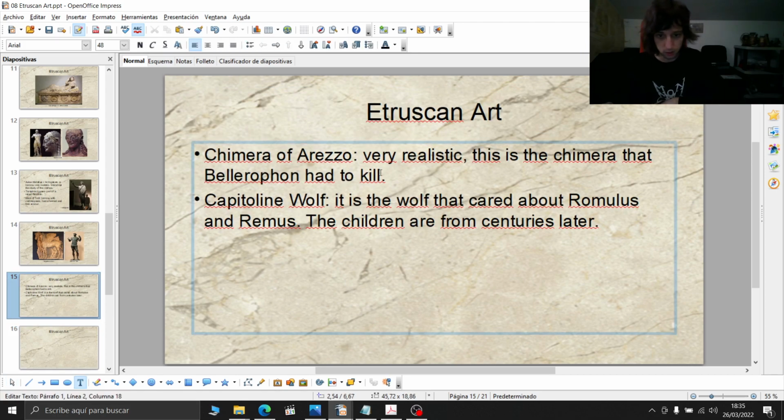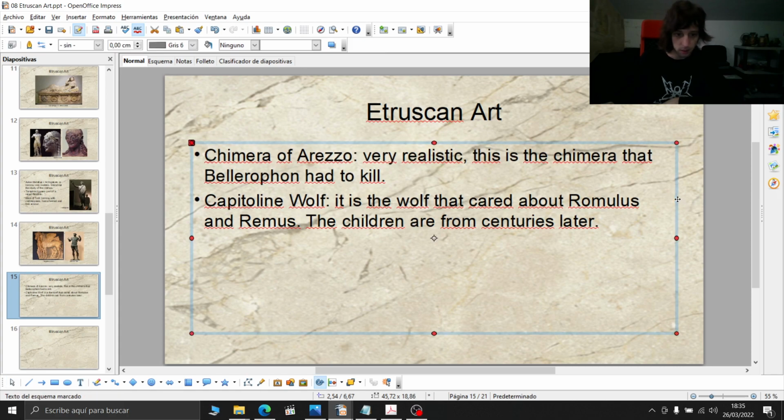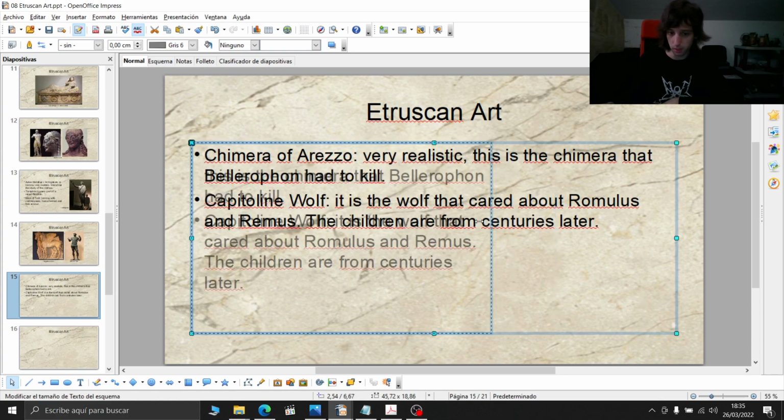Chimera of Arezzo, very realistic. This is the chimera that Bellerophon had to kill. Capitoline wolf, it is the wolf that cared for Romulus and Remus. The children are from centuries later.